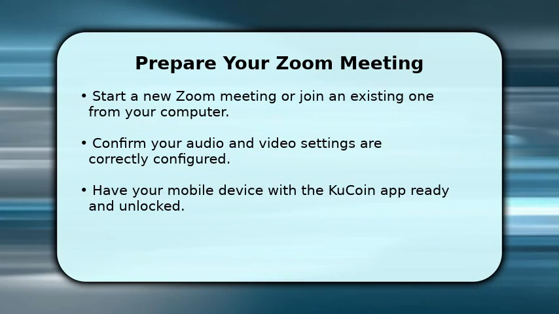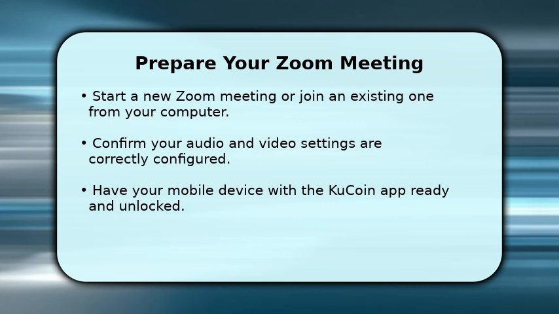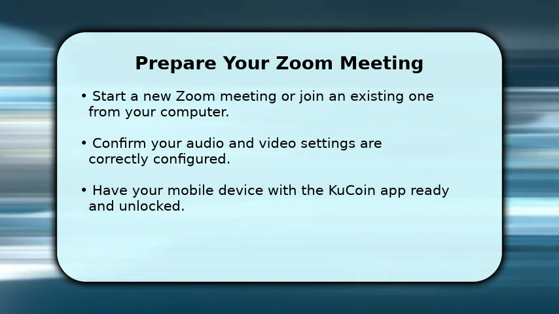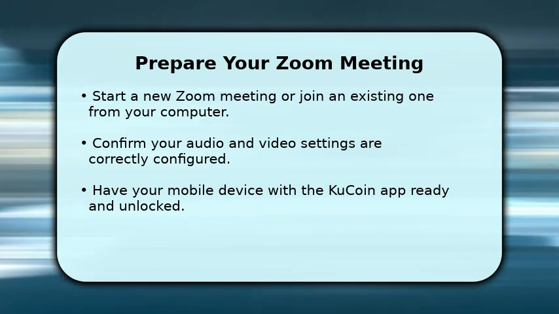To begin, launch the Zoom application on your computer and either start a new meeting or join an ongoing session. It's crucial to ensure your microphone and camera are working properly before proceeding. Next, grab your mobile device where the KuCoin app is installed. Make sure the device is fully charged and unlocked, ready to display the app. This preparation ensures a seamless transition when you initiate the screen sharing process in the next step.